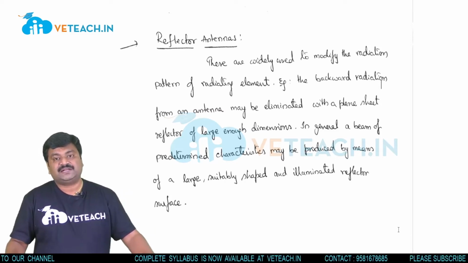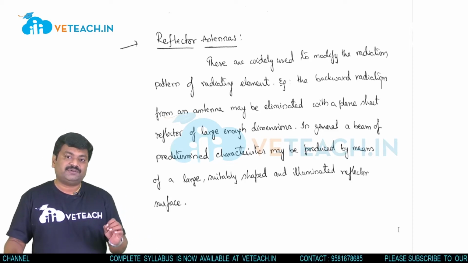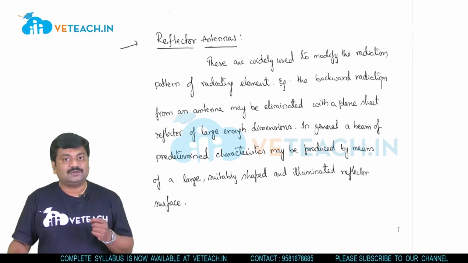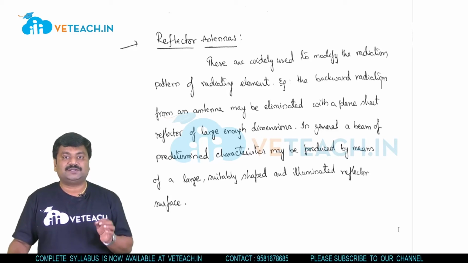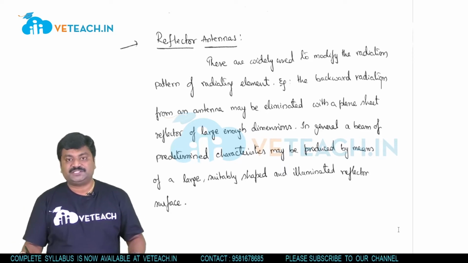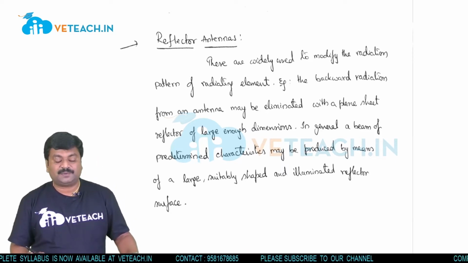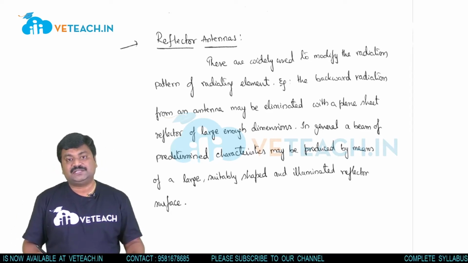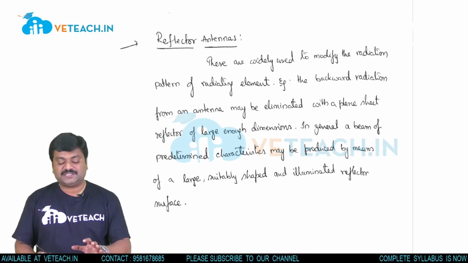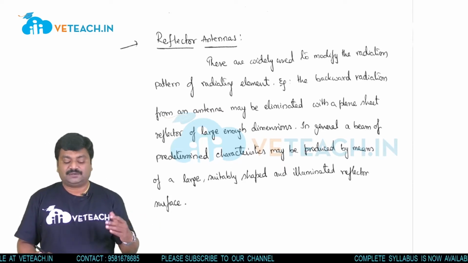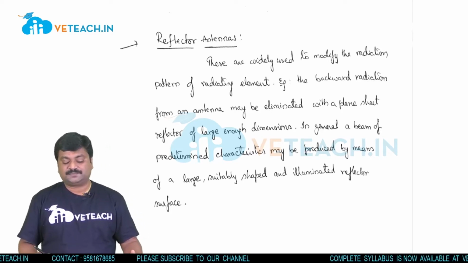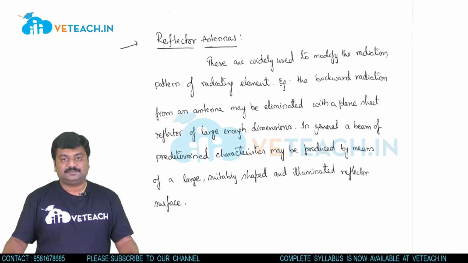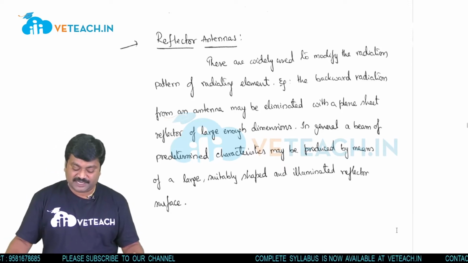In reflector antennas, we will say that these are effectively used only to modify the radiation pattern, not to create the radiation pattern. These are used only to modify the radiation pattern which has been defined from a radiating element. For example, if a backward radiation needs to be eliminated, then I need to place a reflector with large enough dimensions. Based on that, I'll be able to minimize the minor lobes which are being created.